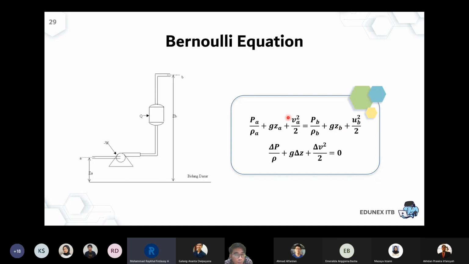Which one do you think is most likely to decrease, the pressure or the velocity? It's quite difficult to see the participant list if I share the slide. Just a sec.